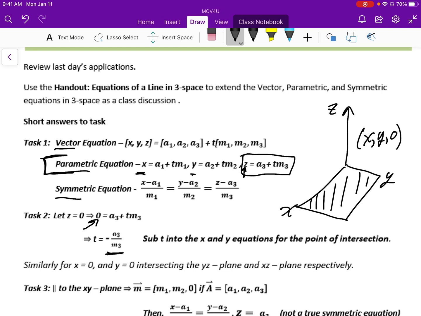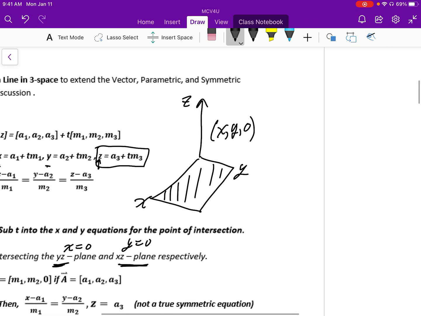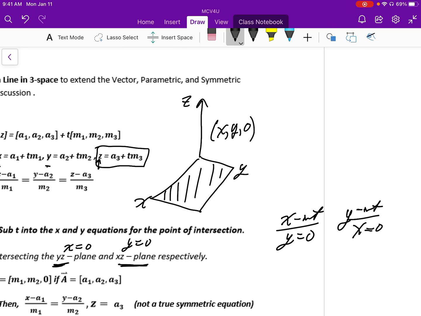So that's your strategy. If you were to do it with the yz plane, you know that x is equal to 0 there. For the xz plane, you know that y is equal to 0. This is identical to finding the x-intercept or the y-intercept when we did this way back in grade 9 or grade 10. Remember, for all x-intercepts, y is equal to 0, and for all y-intercepts, x is equal to 0.